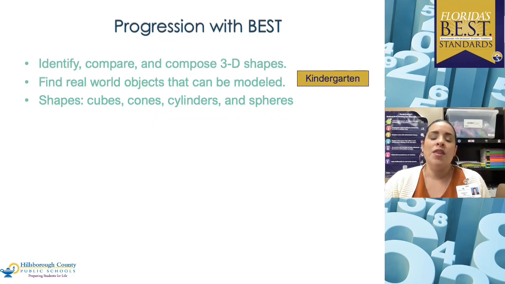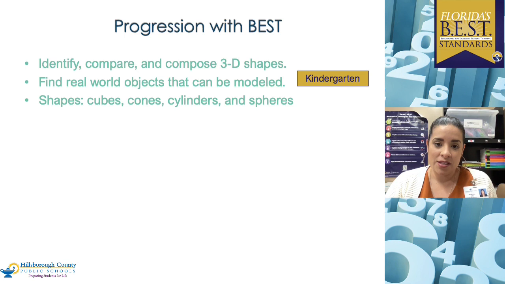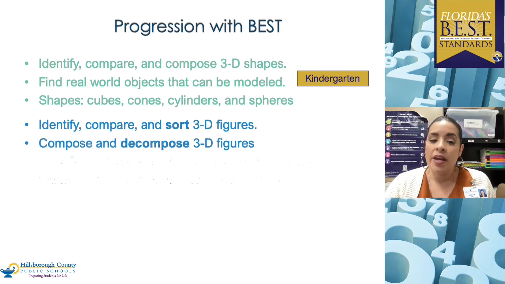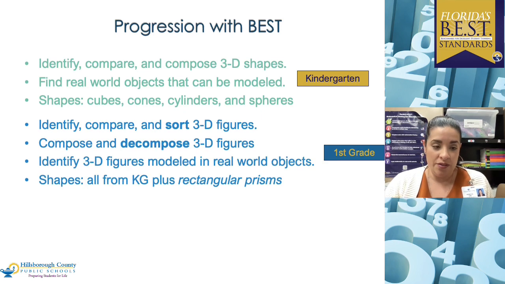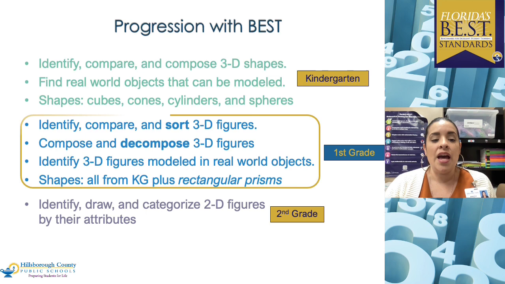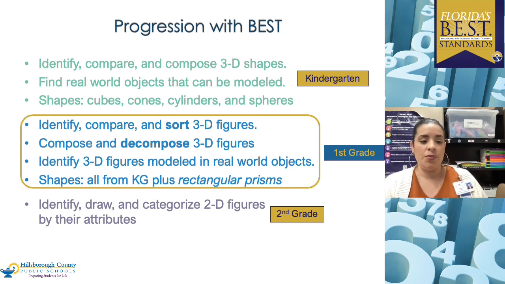First, let's look at the progression with the best standards. So here's kindergarten, and here's what they'll be doing in first grade. In first grade, they begin to also sort 3D figures and decompose 3D figures. They also begin to not only discuss shapes such as cubes, cones, cylinders, and spheres, but now they're also talking about rectangular prisms. And in second grade, they will then begin to categorize shapes by their attributes.